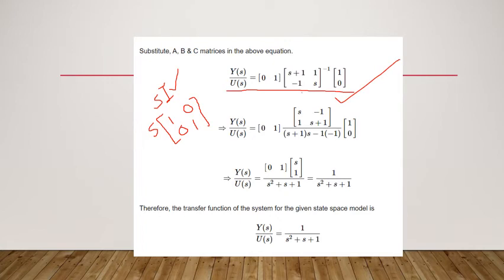Further, we find the inverse of this. So you must know how to find the inverse of a matrix. Just go through that if you do not remember. Then on finding the inverse, we get this expression. And finally, we multiply the required matrices to obtain the final transfer function. So using the given state space model in the form of matrices, we have obtained the transfer function as a numerator and denominator in terms of s. So this kind of a question is really important.